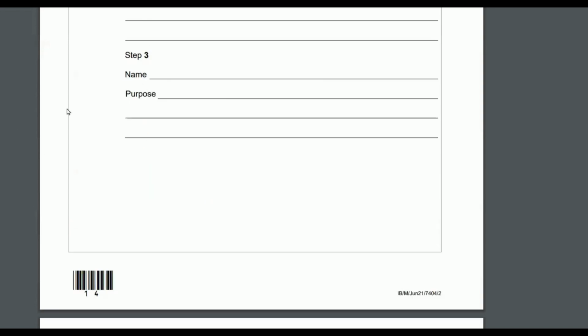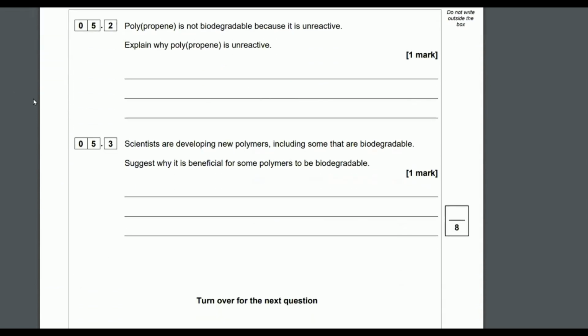Right, 5.2, polypropene is not biodegradable because it is unreactive. Explain why polypropene is unreactive. Well, if you look at the bonding in an addition polymer, they tend to have carbon-carbon bonds or carbon-hydrogen bonds, CH bonds or CC bonds. Here is my polypropene.